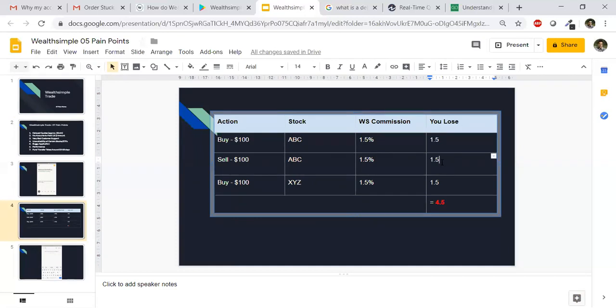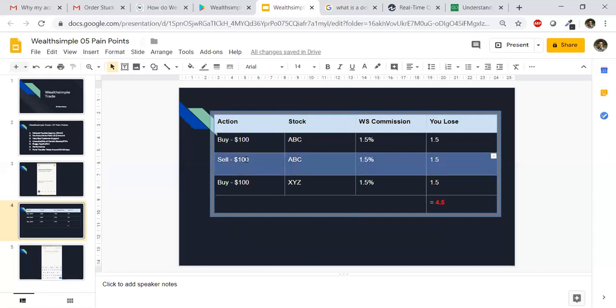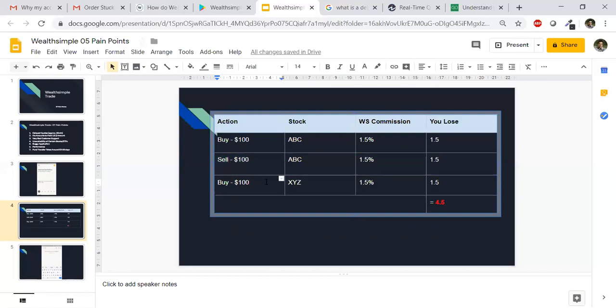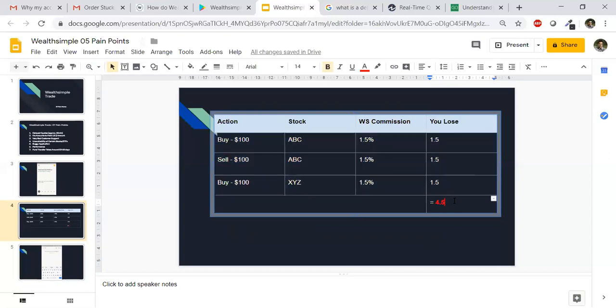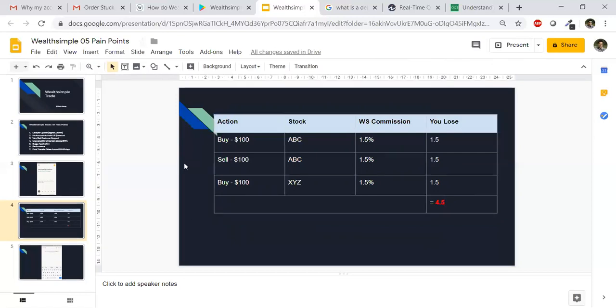And after you sell, obviously you may want to buy a stock of XYZ which is giving you a good value at that time. And again, you will lose $1.5. Making all these transactions, you are going to lose $4.5, which is like 4.5%. To me, this is not acceptable.